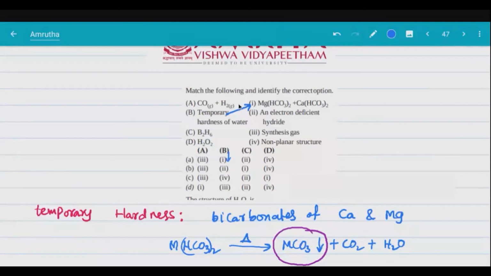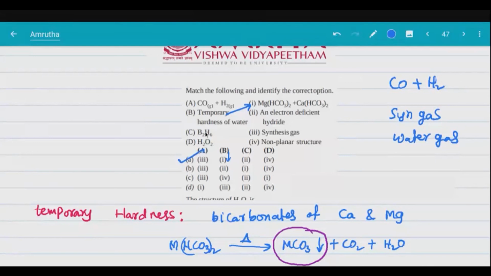And CO plus H2. This is called water gas, synthesis gas, syn gas. We say it is a very good fuel. Syn gas, water gas. What is it? It's a fuel. Carbon monoxide plus H2. Okay. So A is 3. So first option is correct, no? C is 2.